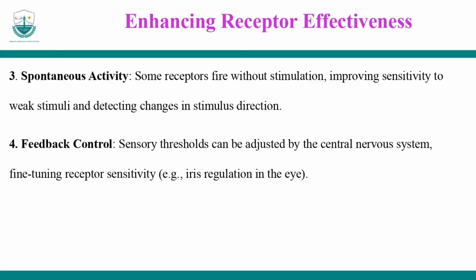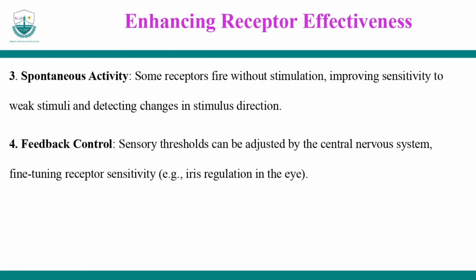And then the other point is what we call spontaneous activity. Some of these receptors are actually firing electrical impulses even without stimulation. That means that by the time you have stimulation, it is going to be very easy to generate the electrical impulse or the action potential.